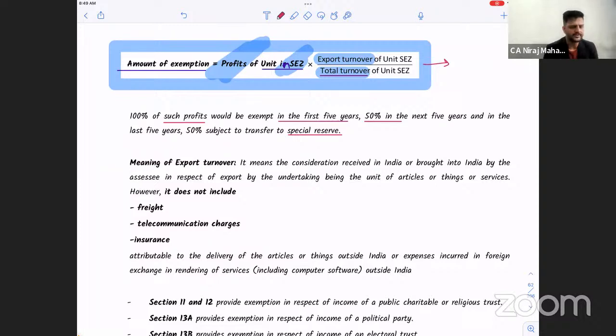So first five years, how much, bachcho? 100%. Next 5 years, 50% without any condition. And last 5 years, also 50%, but with transfer to special reserve. Are all of you getting the point? Tell me.